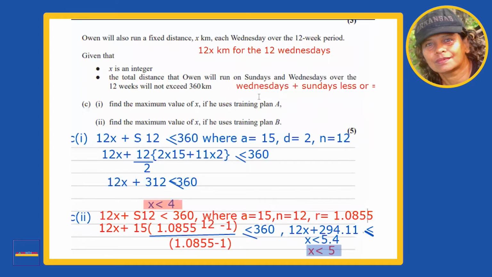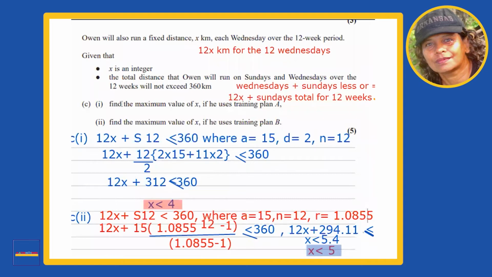So we know that he's going to run 12x plus Sundays total for 12 weeks, right? And that sum is going to be less than or equal to 360 because we know that he cannot exceed that. So here I'm going to write it in this way.